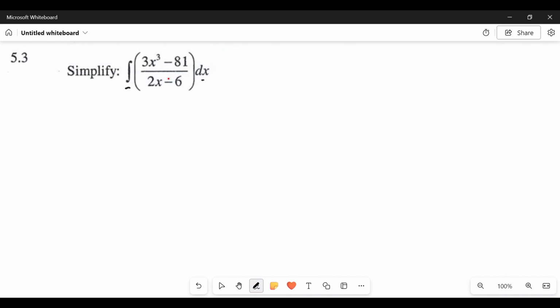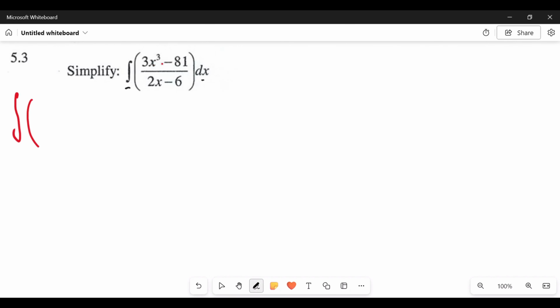When you look at the numerator, we have 3 multiplied by x to the power of 3 minus 81. And we look at the denominator, we have 2x minus 6. So before we integrate this, we need to simplify it first. So let's simplify this here. Now remember, when we simplify, we keep the sigma as usual and dx. So let's start with our numerator.